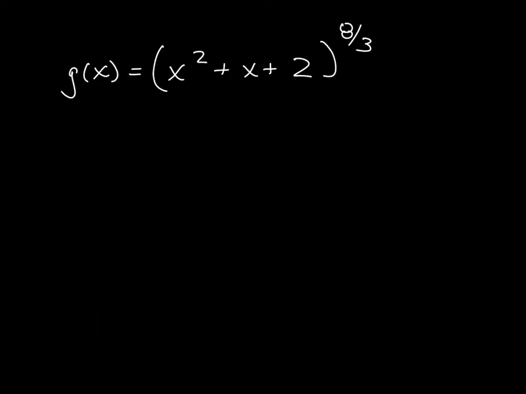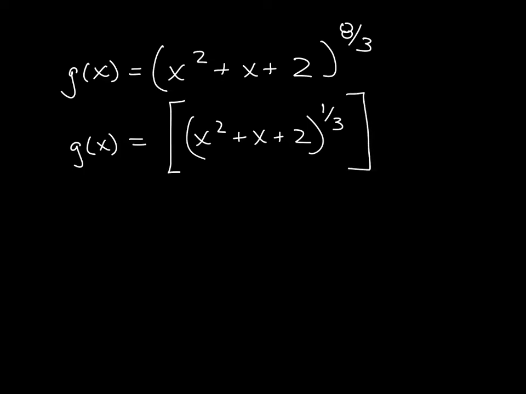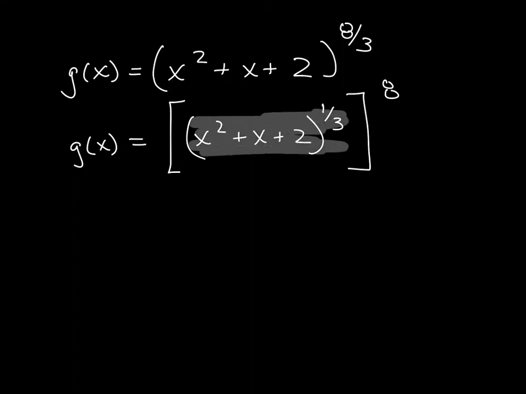All right, so we're going to do the same thing. We're going to break this up into the radical portion and rewrite that as x squared plus x plus 2, all raised to the 1/3 power, and they're going to raise this to the 8th. So the graph of my inside function is the cube root of x squared plus x plus 2.